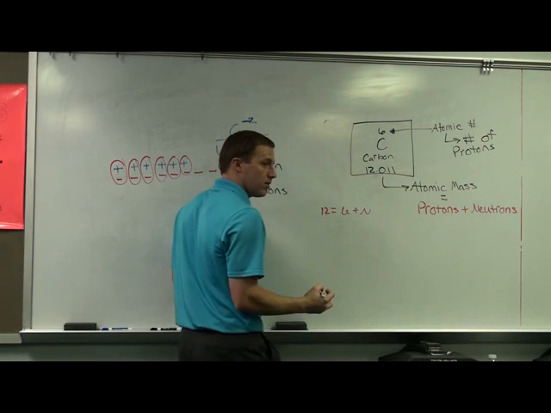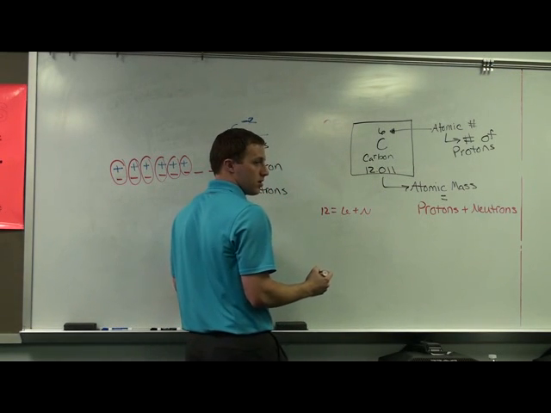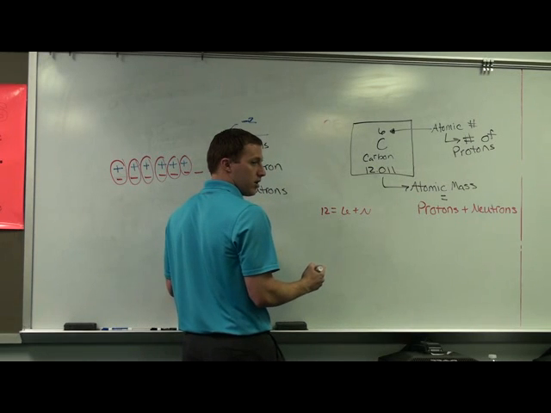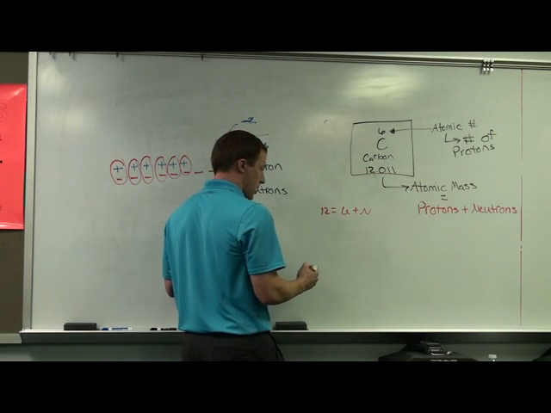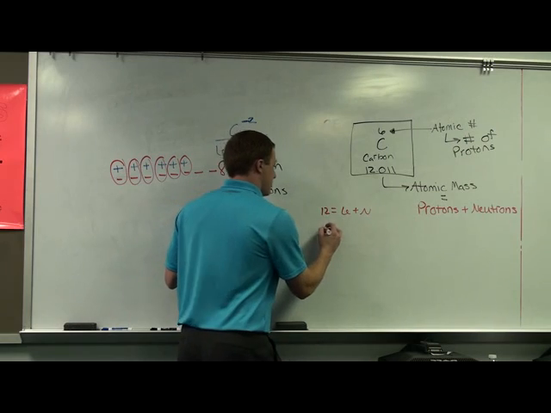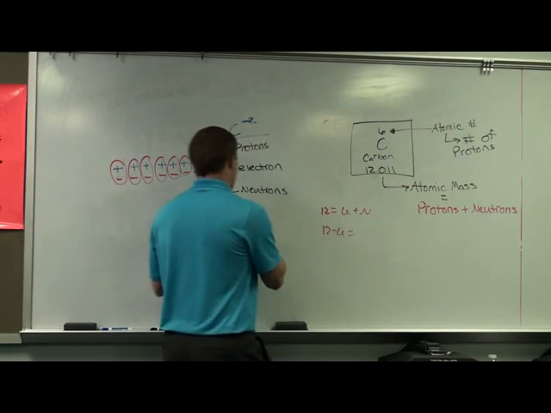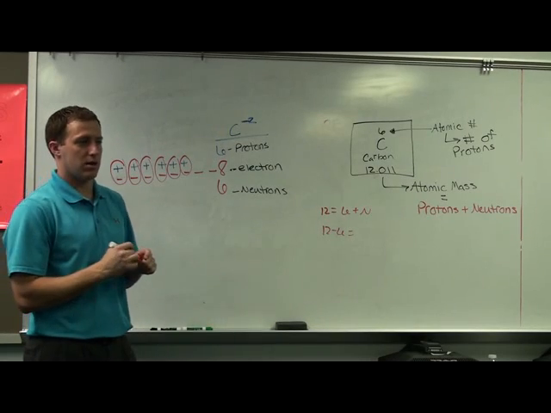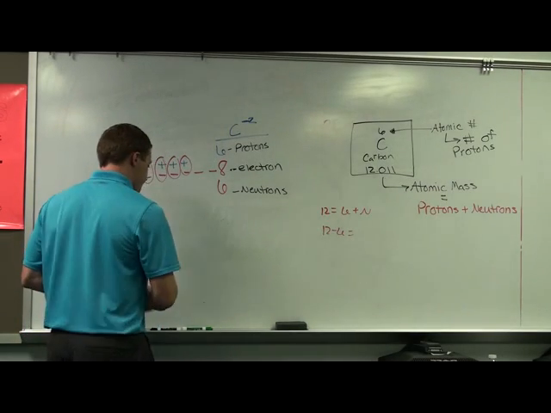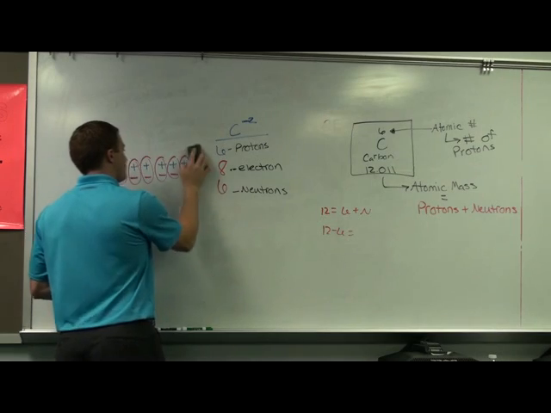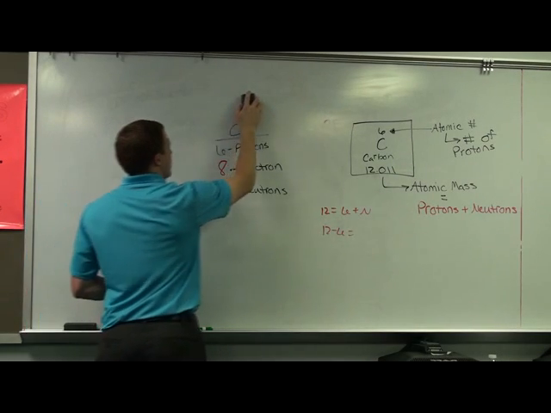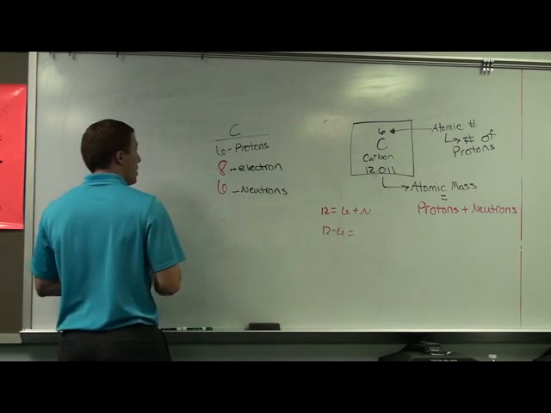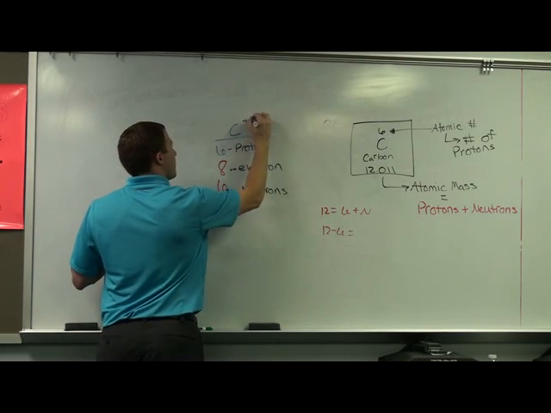So what do we have to do? What do you do? Subtract. Subtract what? 12 and 6. Good. So 12 minus 6. So how many neutrons do we have? 6. Okay? Now, the other way you could go is, let's say one time it has carbon plus 2. So now it has a positive 2 charge.